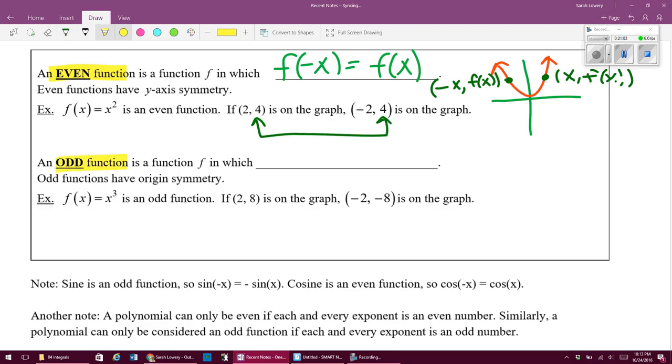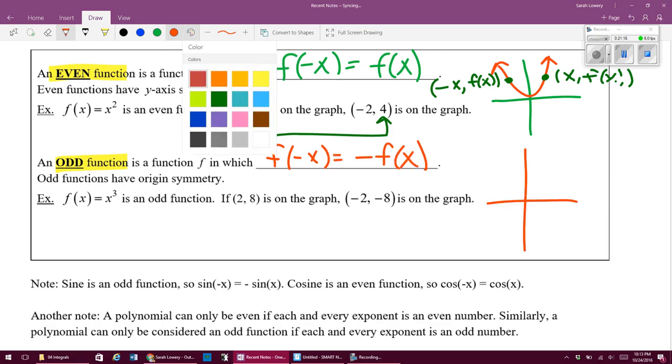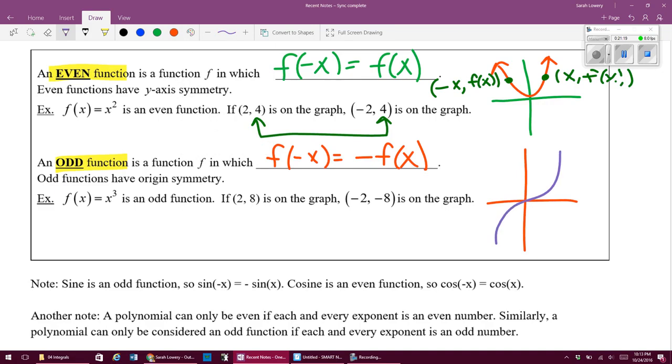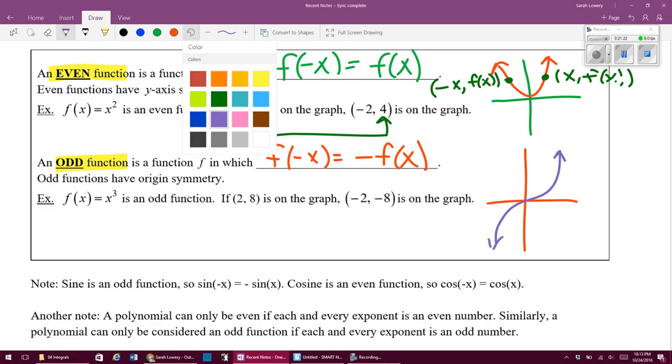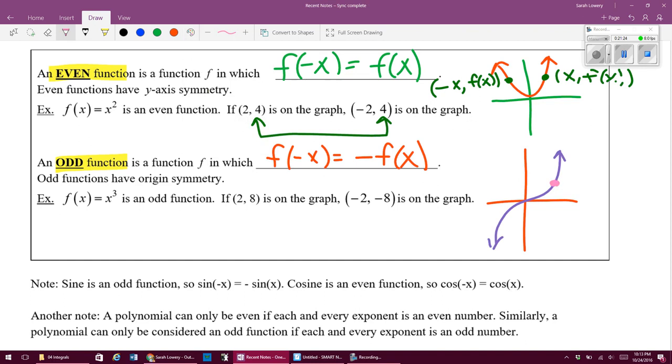Now, an odd function is a function where when I plug in negative x, I'm going to get negative f of x. So the most quintessential odd function is x cubed. And if I think about some points on my x cubed graph, here is a point x and positive f of x. And here is a point down here, negative x, and its y value is the same, but just negative.